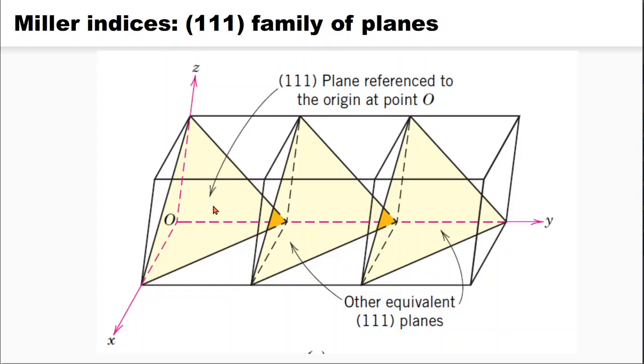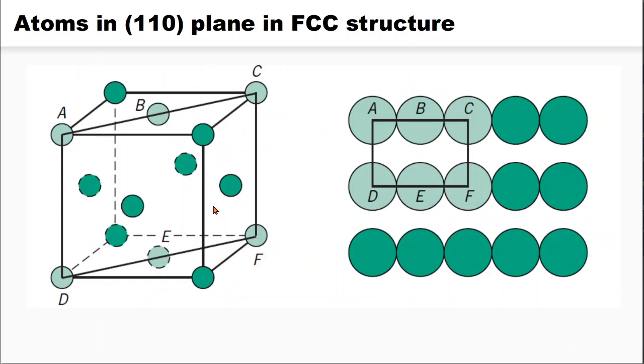As we will see in the next video, which will be on the atomic arrangement in various planes, since the atomic arrangement along different planes and also along different directions is different, crystals can exhibit different properties along different directions. And here's the atomic arrangement of atoms in a 1,1,0 plane in the FCC structure.